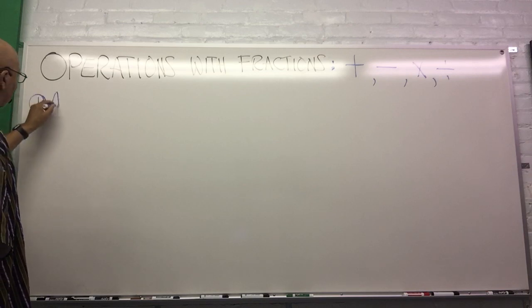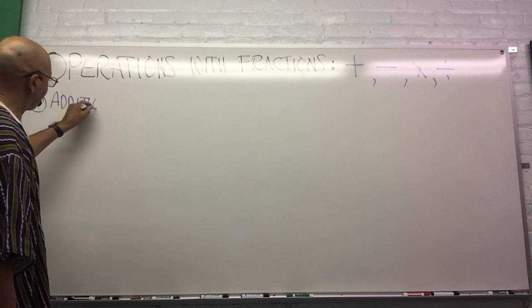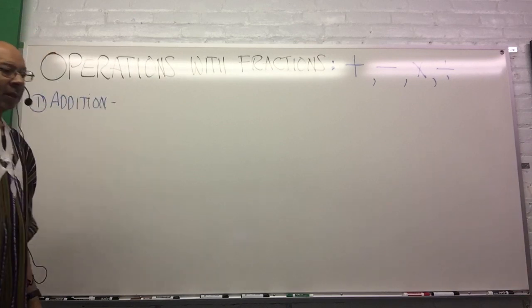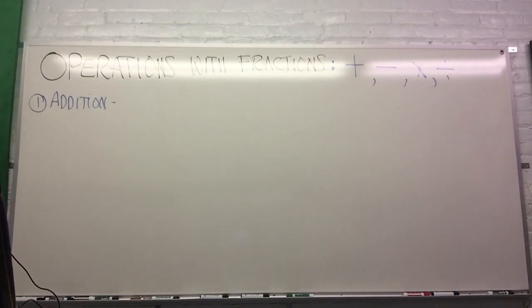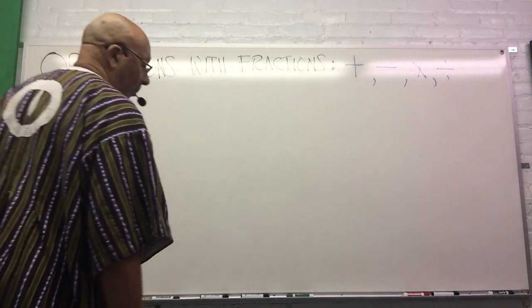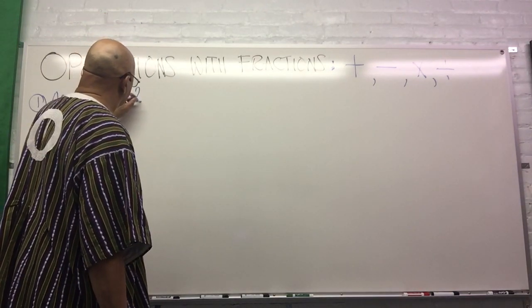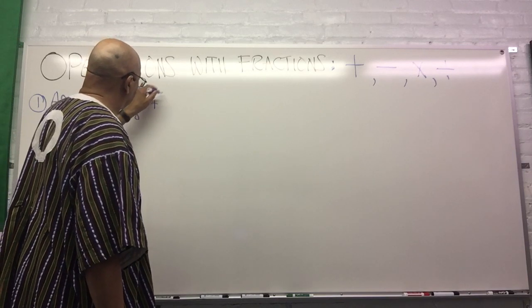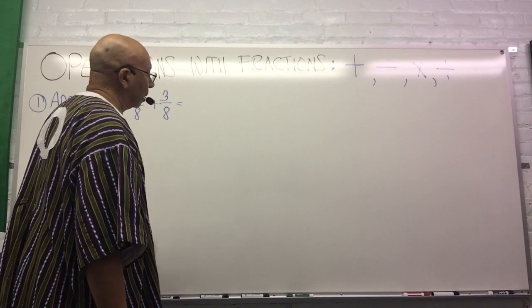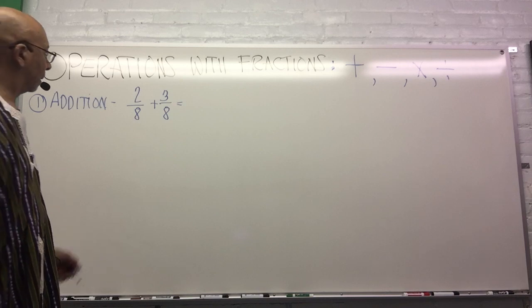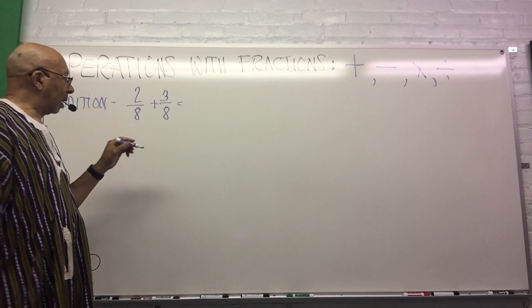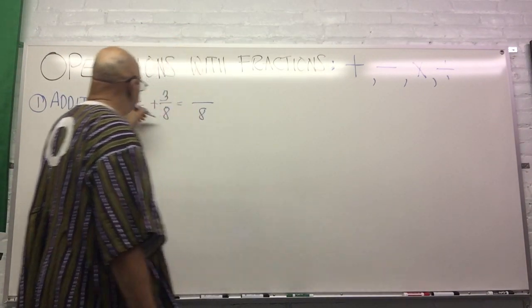So the first one we'll talk about is addition. Now I've explained already that addition of fractions is possible only when I have common denominators. Then I can add the numerators and keep that denominator. So we'll take an example. We'll go back to the pizza story. You ate two out of the eight pieces. Your friend ate three out of the eight pieces. And so we can add to determine how much was eaten by the two of you together. Since my denominators are the same, I can keep that denominator and simply add the numerators.